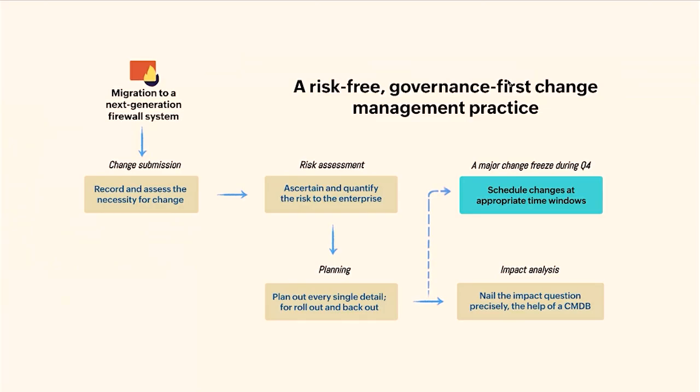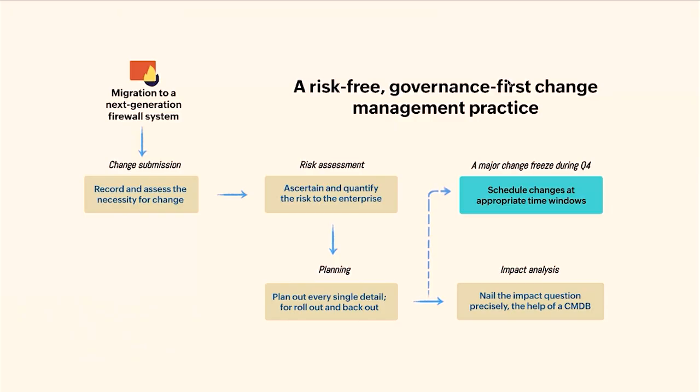The change is logged and the team records why the change is necessary. So there is full visibility from the beginning. Next, risk assessment. The team evaluates what kind of risk this change could introduce and how much it could impact the business. Then comes the planning. Every small detail is mapped, from how the change will roll out to how it will be rolled back in case of any failure. Nothing is left to chance.